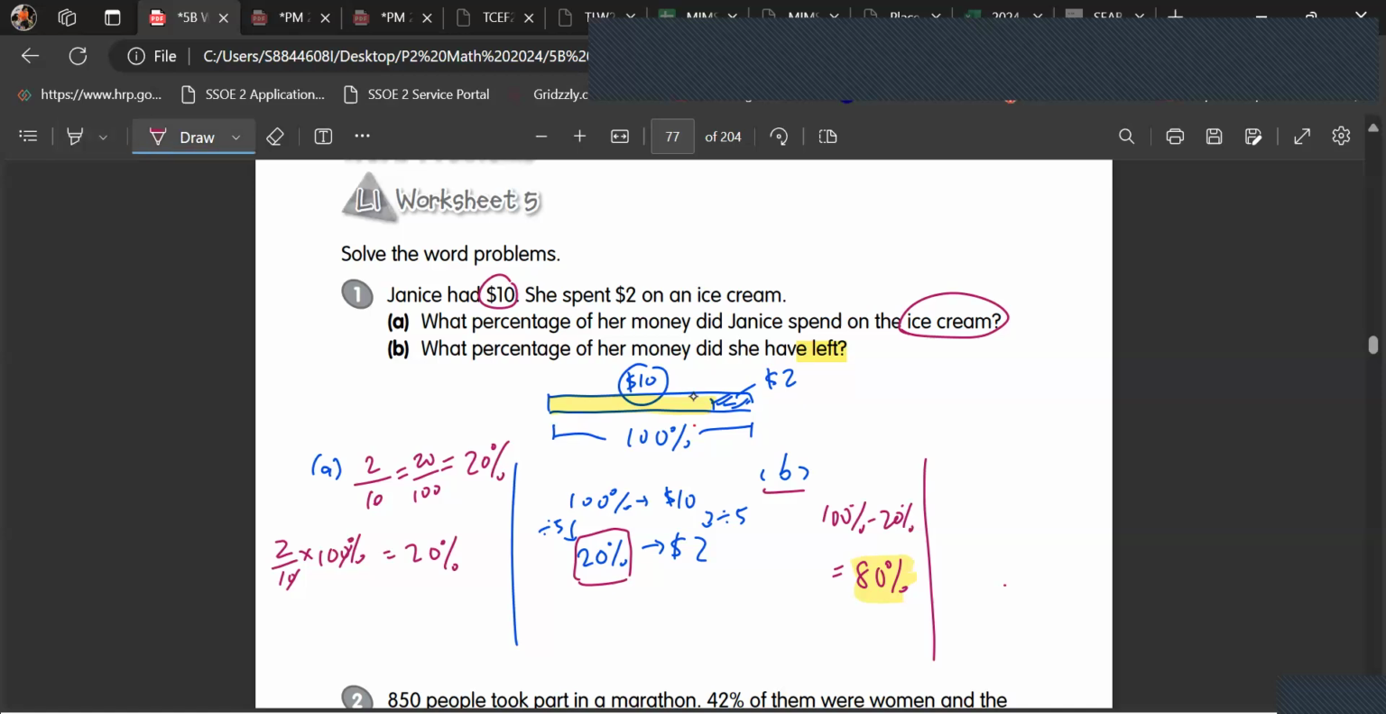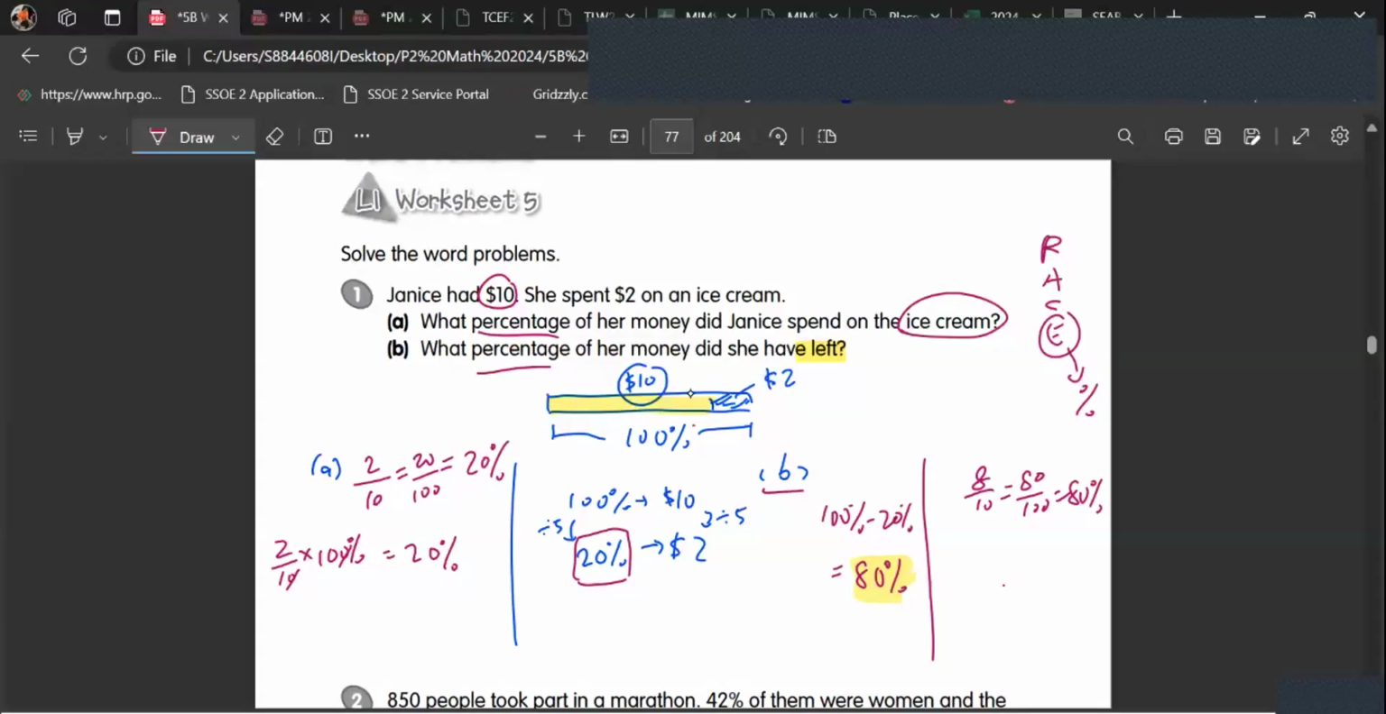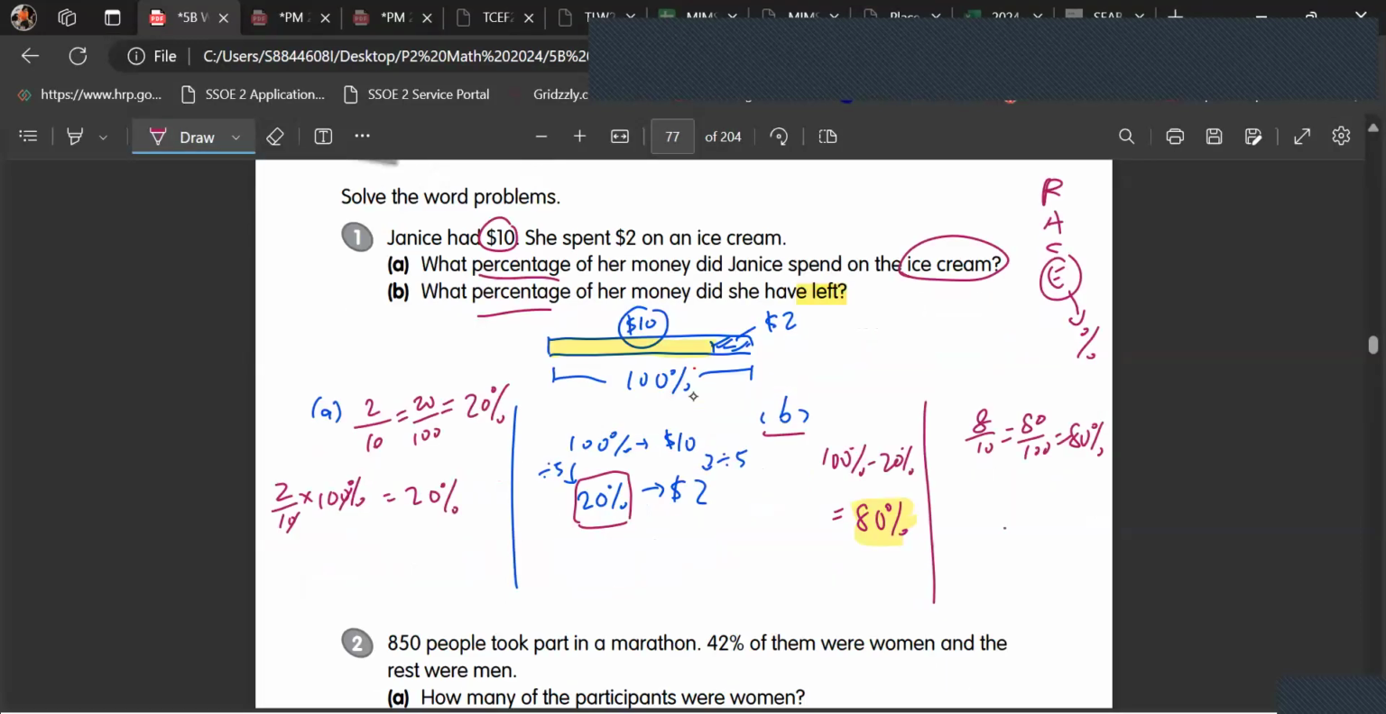Here the question asks for percentage, so the units will be percent. Of course, if you want, there's the other way. This is 2 out of 10, so the other one is 8 out of 10. So many methods to do this. The red is in one color, the blue is in one color.